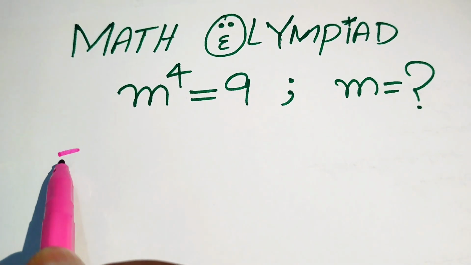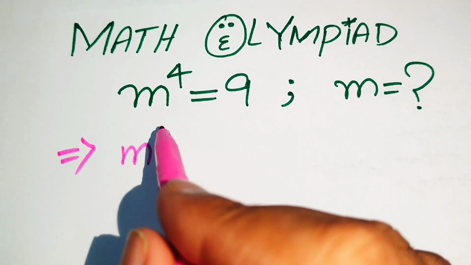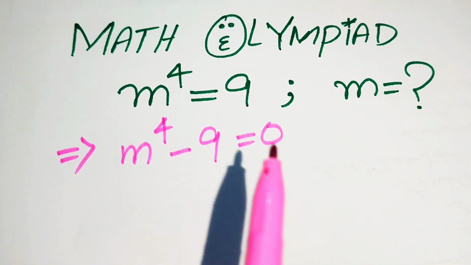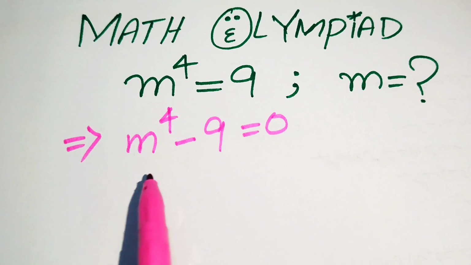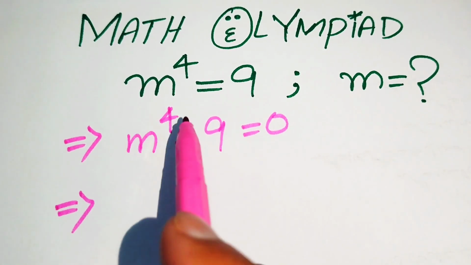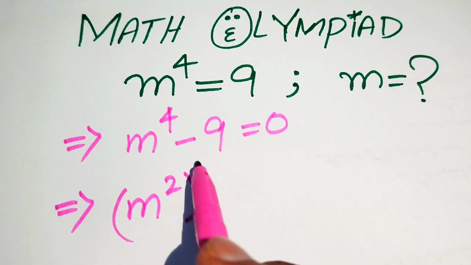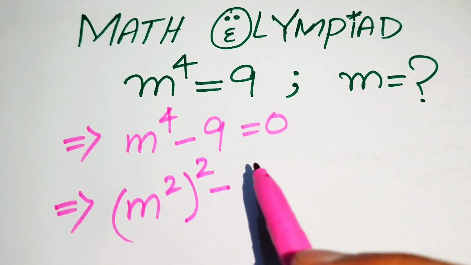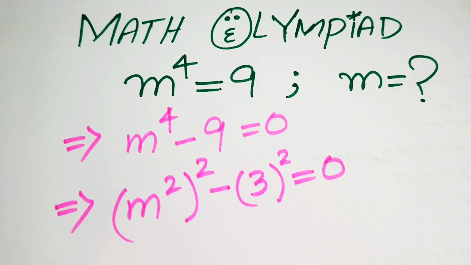The very first thing we are going to do is move this 9 to the left hand side of the equation, and it will be written as m to the power of 4 minus 9 equals 0. In the next step we rewrite this equation: because this is m to the power of 4, we break its exponent 4 and write it as m to the power of 2, whole square, minus 3 square, because we know that 3 square equals 9.